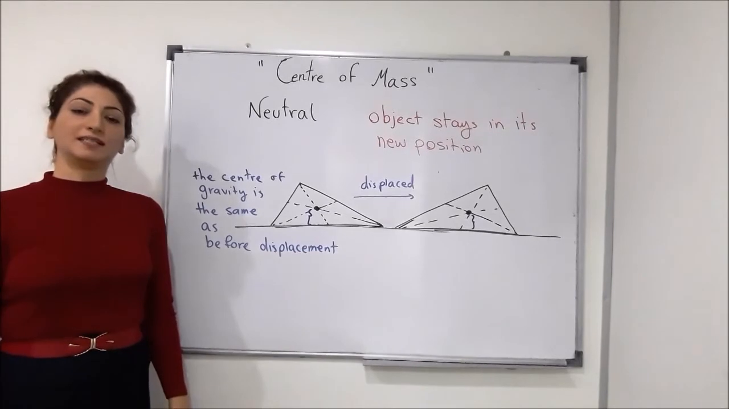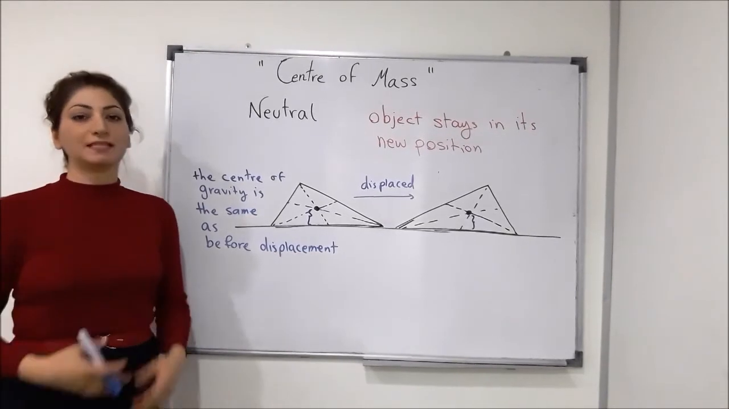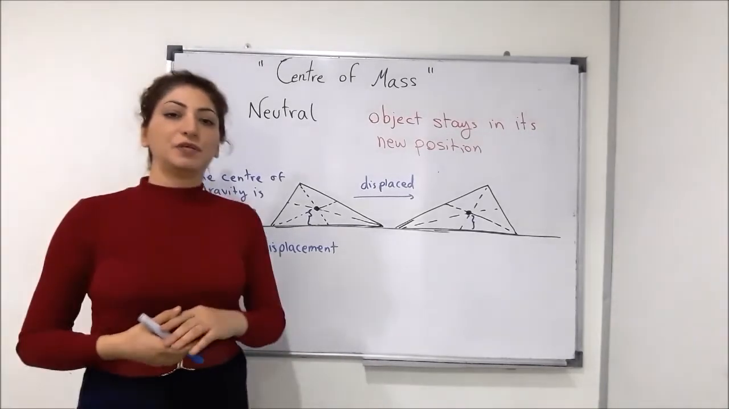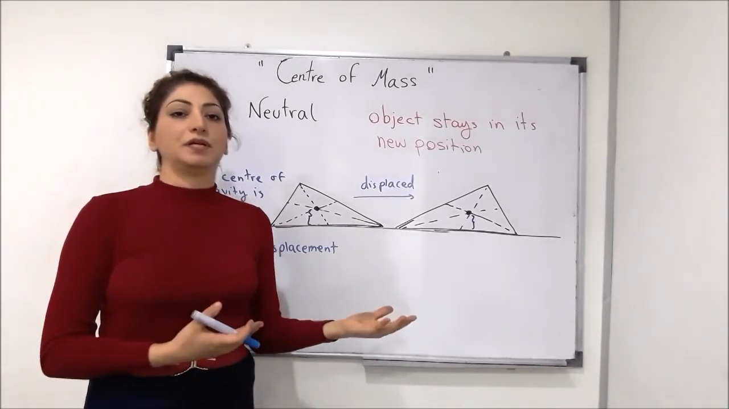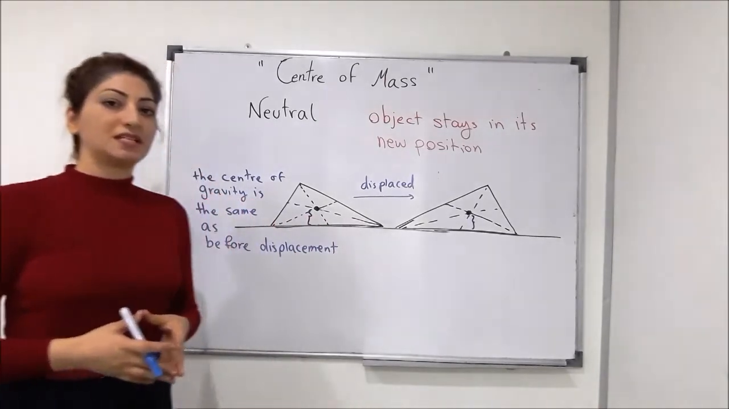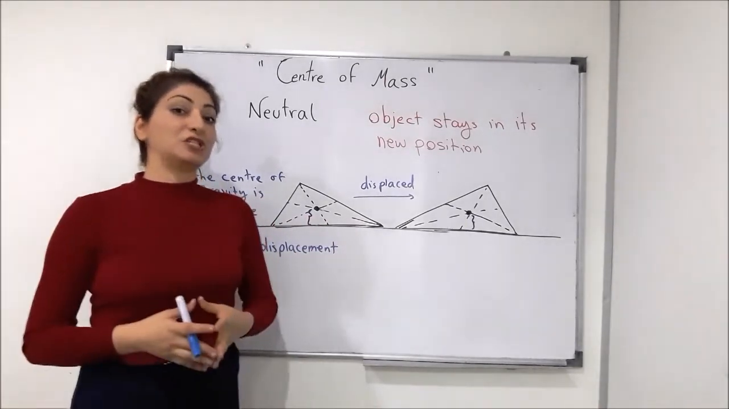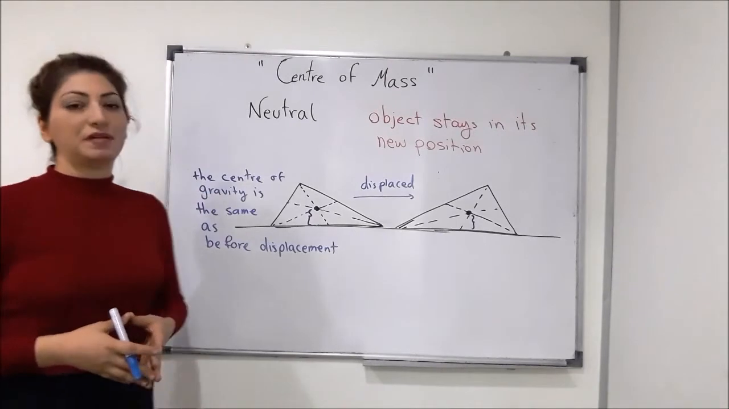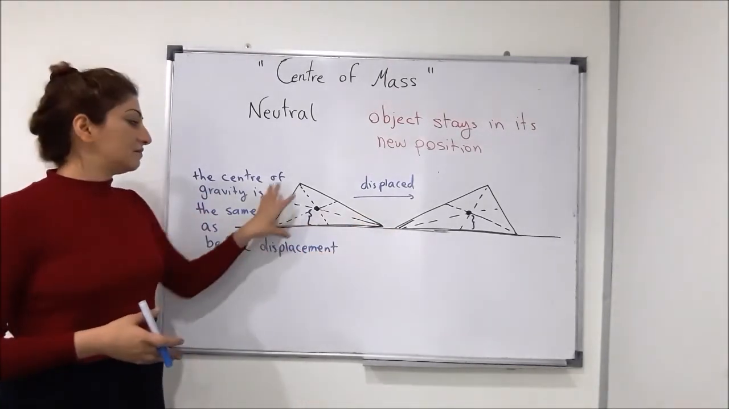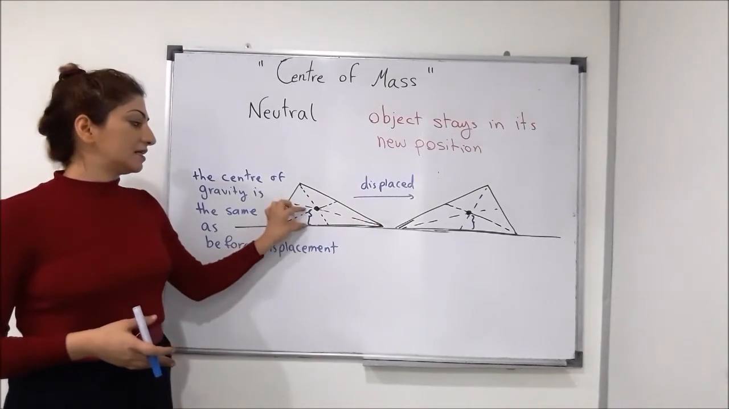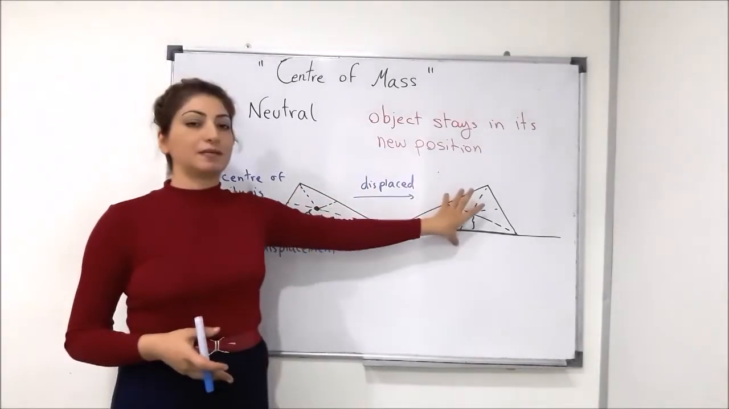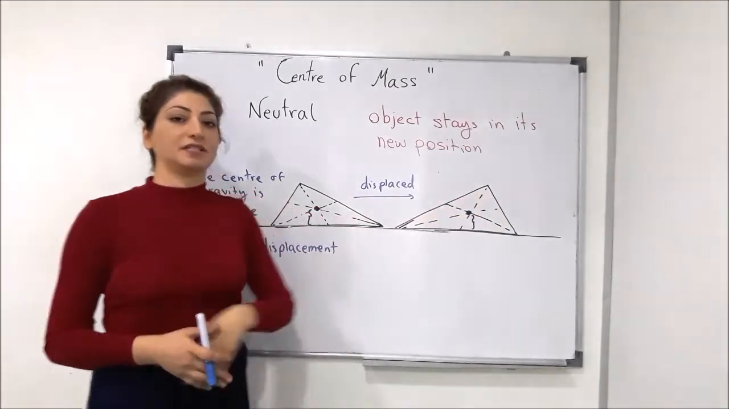And finally, the last form of stability is neutral. It means that if you displace the object or change its orientation, the object will remain in its new position after being displaced. You can see the illustration here that we have a triangle. The first position, after that it has been displaced and placed in this orientation.